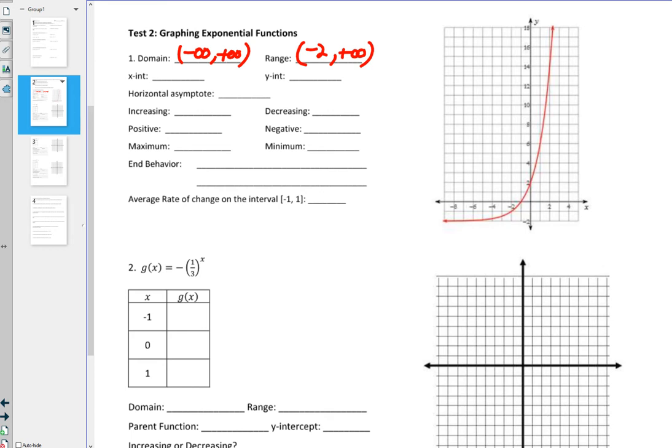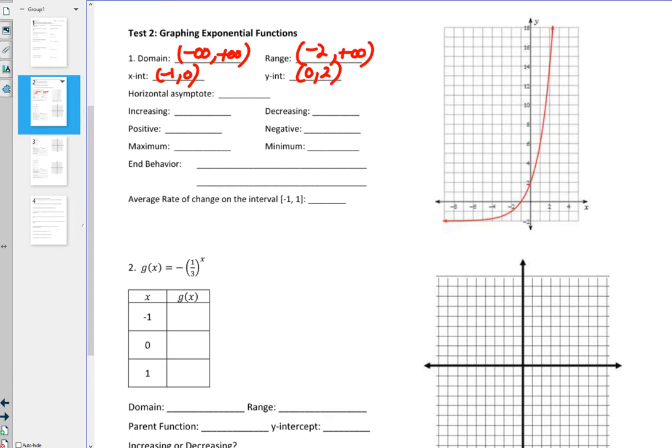X-intercept. Are we crossing the x-axis? Yeah. You don't have to have an x-intercept, but in this case we do. A function always has to have a y-intercept, or at least this type of function, but you don't have to have an x. This one does. Where is this crossing the x-axis? If you just write -1, that's fine. If you write -1, 0, fine too. How about a y-intercept? Where is this crossing the y-axis? 0, 2.